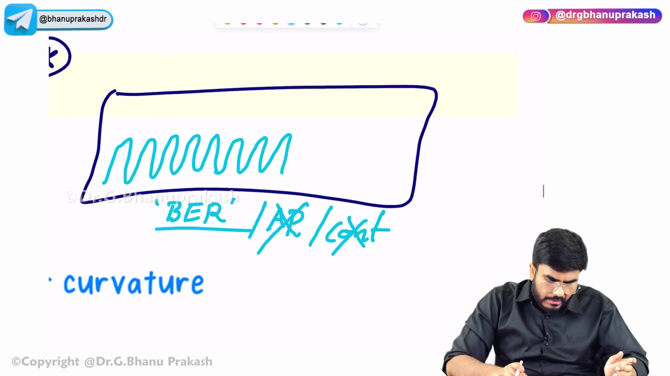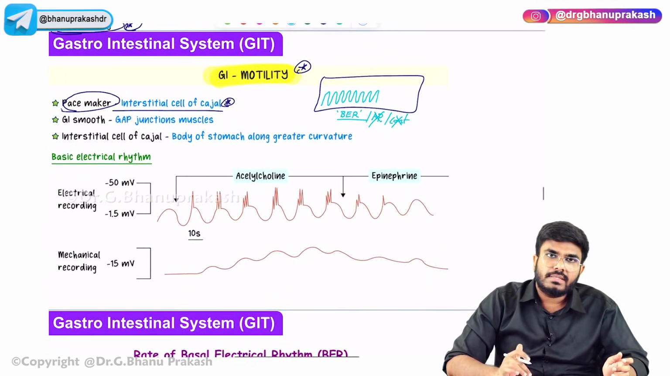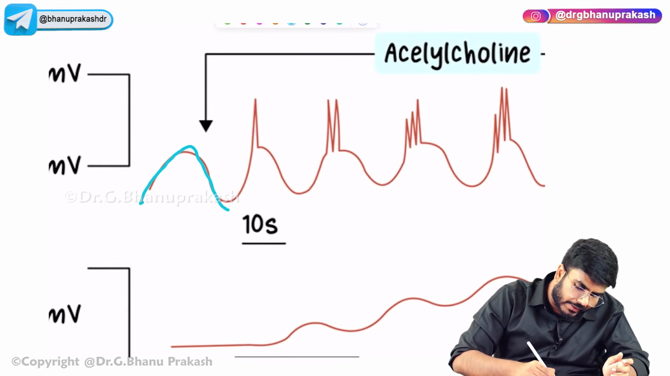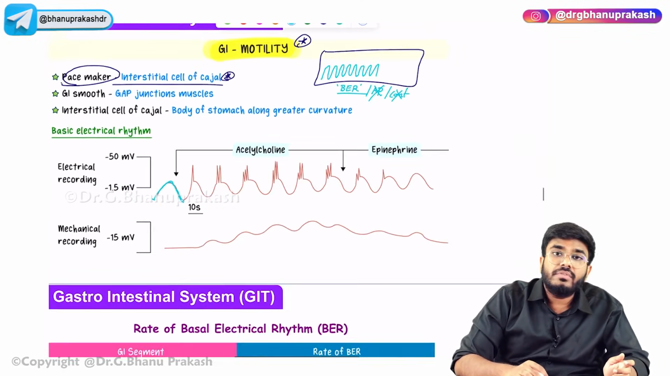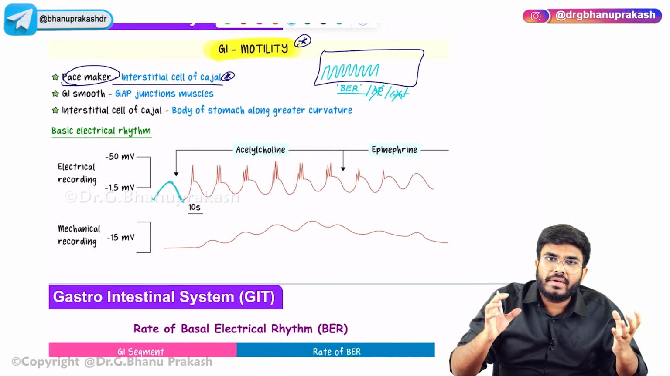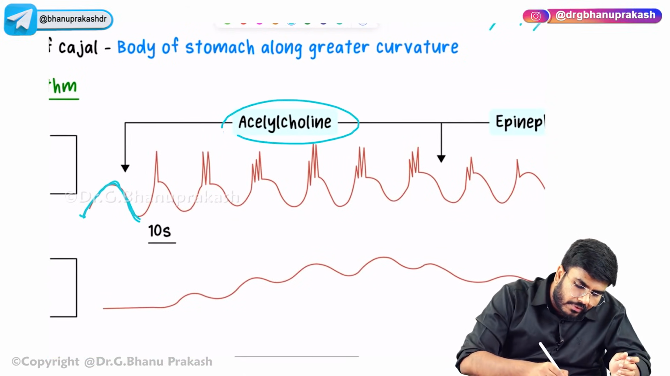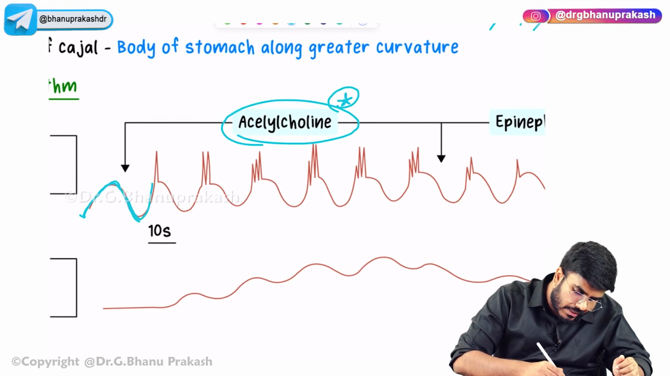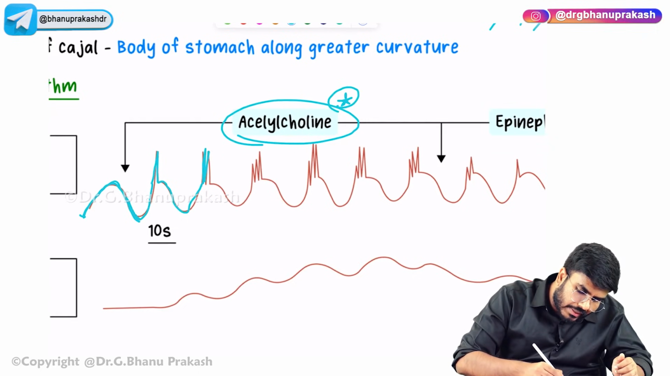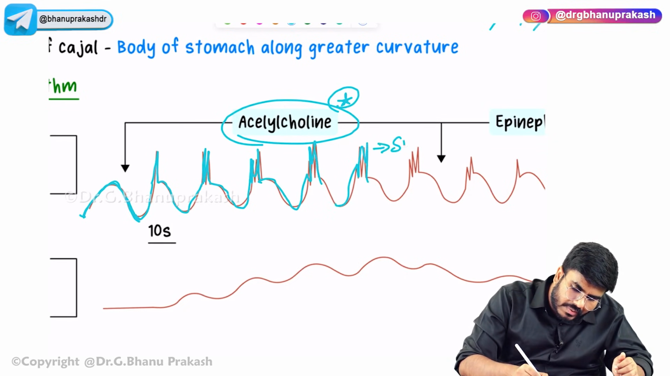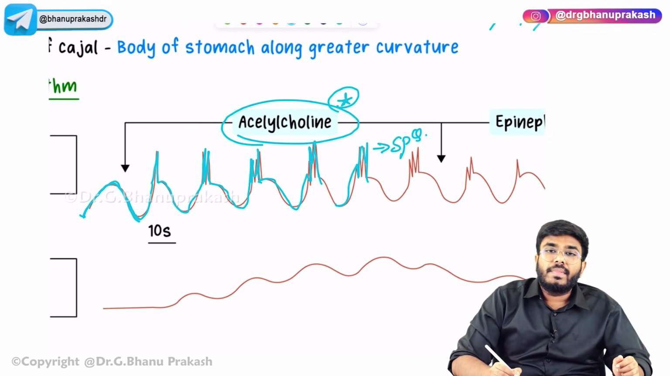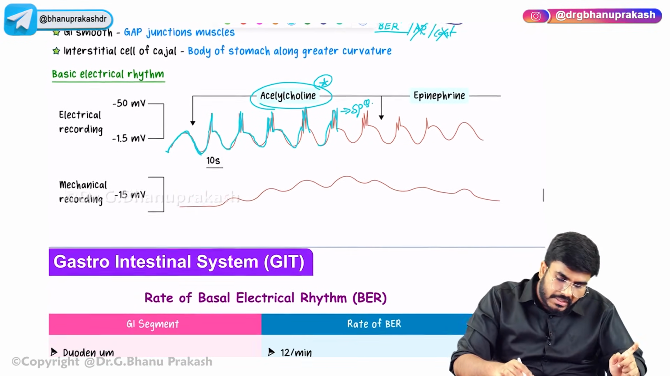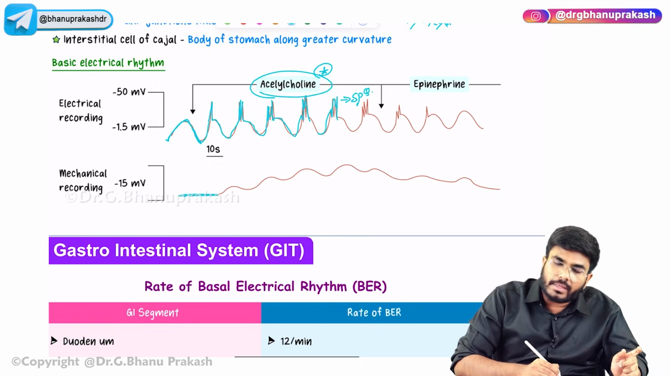So what is happening in these cells? The electricity is fluctuating, increasing, decreasing. But when you actually eat the food, the parasympathetic nervous system is activated. When you eat the food, the parasympathetic neurotransmitters are released onto this interstitial cell of Kajal. Now on the basal electrical rhythm, you are getting spikes. These spikes are called spike potentials, SP. MCQ.